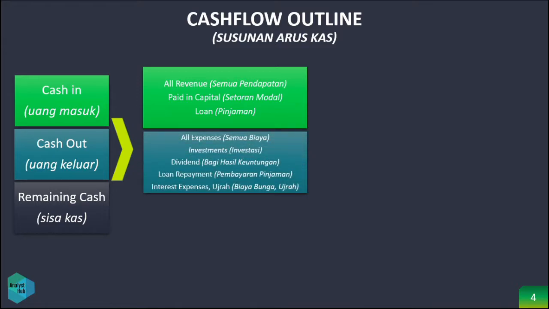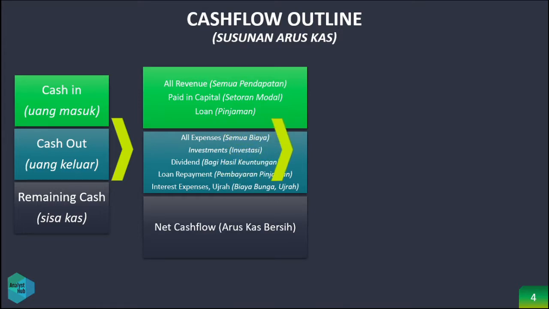And then for the cash out, usually every money spent, whether it's a production cost or operating cost, including salary, are cash out. Investment to acquire assets in order to start business is also cash out. Dividend that we pay to shareholder is cash out. Also, loan that we repay to bank is cash out, including financing expenses from interest and ujrah is cash out. All of the cash in and cash out will be calculated as a net cash flow at the bottom line.